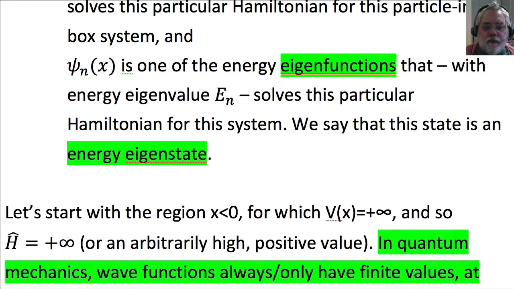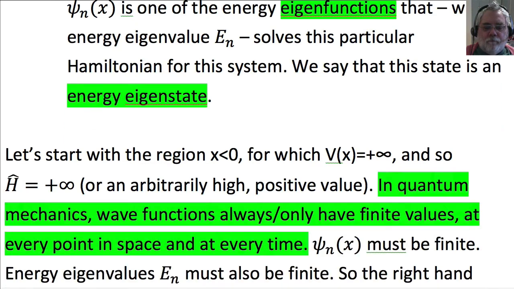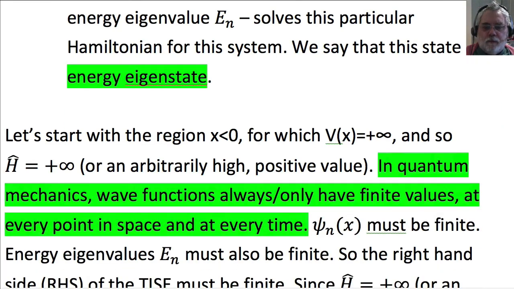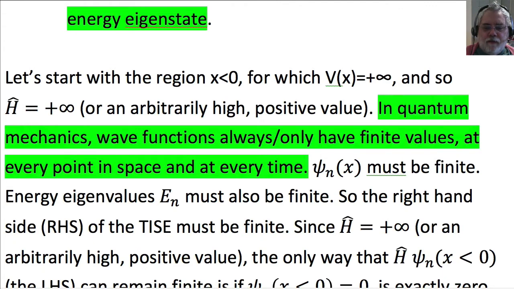Let's start with the region x less than 0, for which the potential was plus infinity. And so the Hamiltonian is plus infinity, or an arbitrarily high positive value. In quantum mechanics, wave functions always, or only ever, have finite values at every point in space and at every time. So psi sub n of x must be finite.